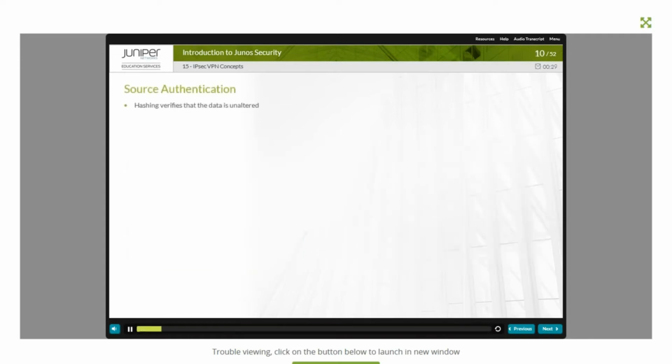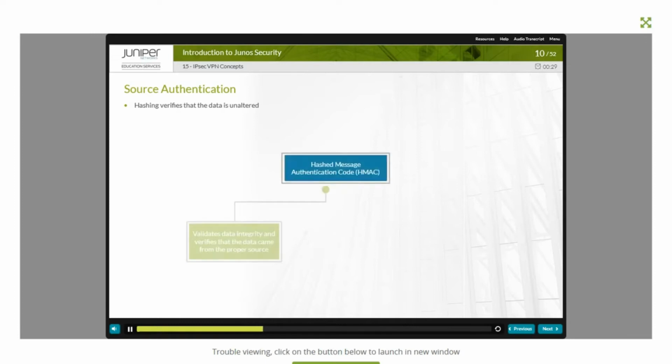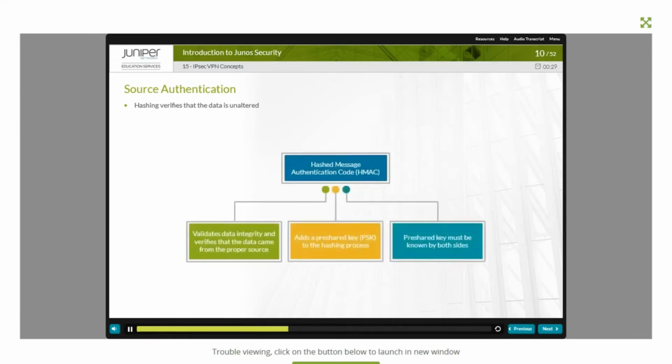Hashing verifies that the data is unaltered. But how do you validate the source of the data? One method is to perform source authentication by using a hashed message authentication code, or HMAC. The sender appends a secret pre-shared key to the data, then performs the hash function. For hashes to successfully match, the receiver must append the same key value to the data before performing the hash function. The key itself never transmits along with the data.